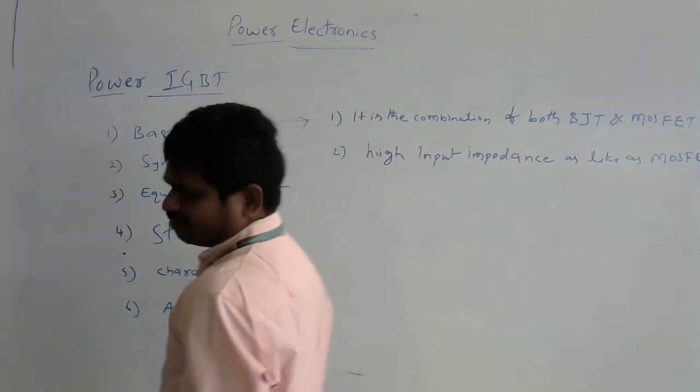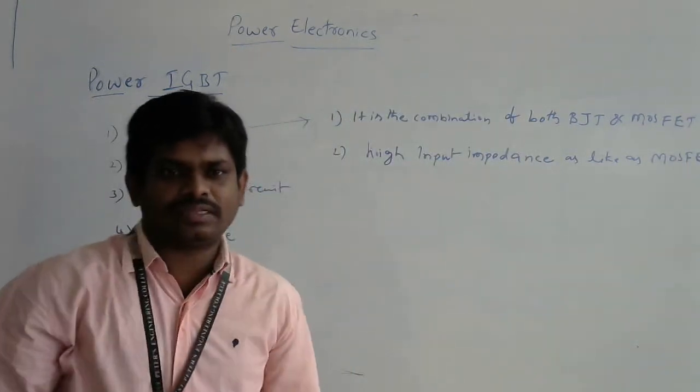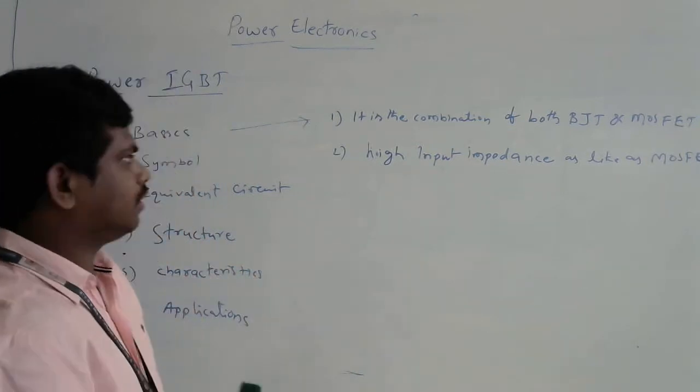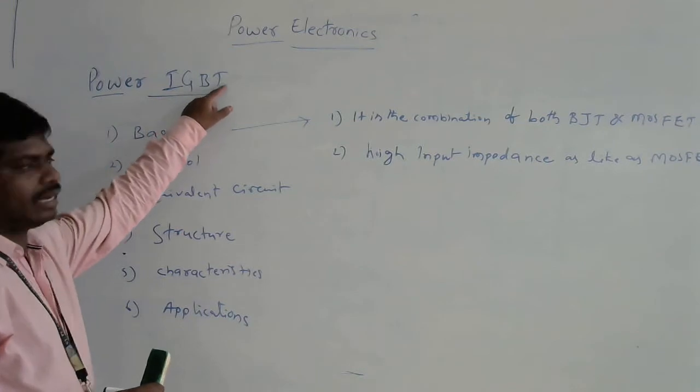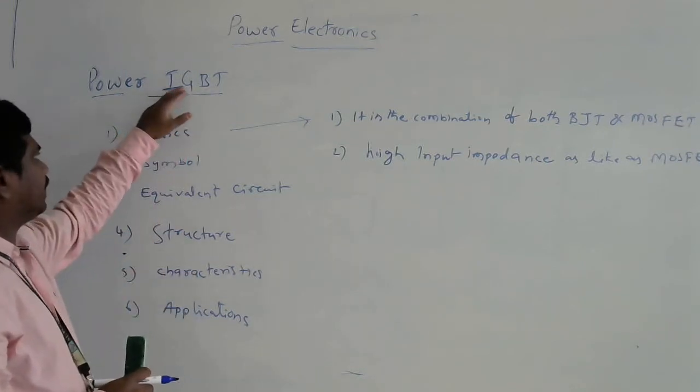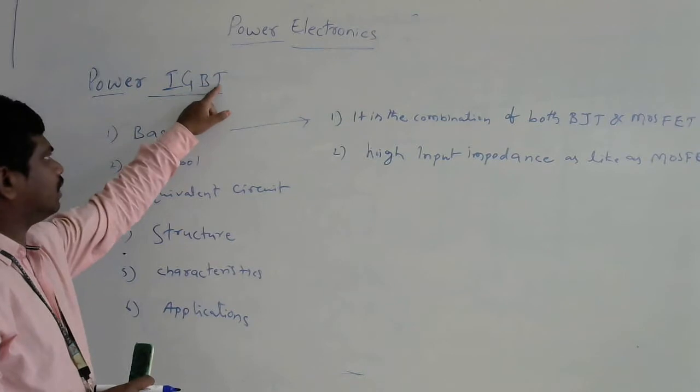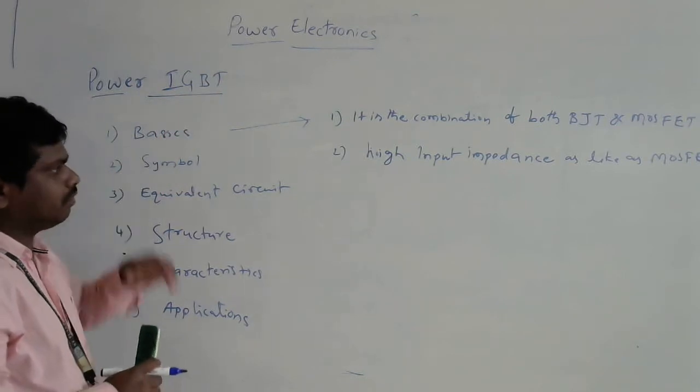What is the abbreviation of IGBT? IGBT abbreviation is insulated gate bipolar transistor. Insulated gate bipolar transistor. So please mind this one.